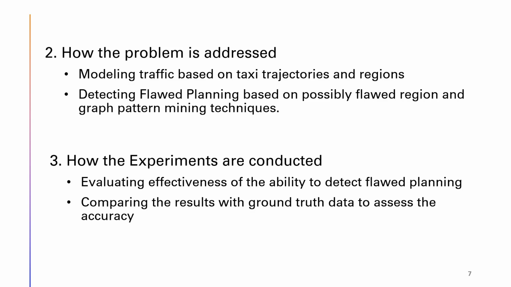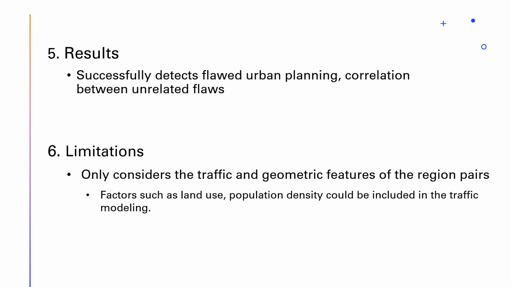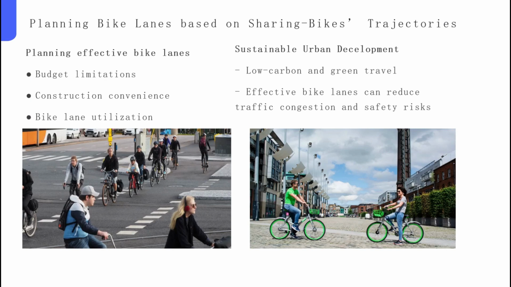The experiments are conducted by evaluating the effectiveness of the ability to detect flawed planning, and also comparing the results with ground truth data to assess accuracy. The results show that the method successfully detects flawed urban planning and correlation between unrelated flaws. However, the paper only considers traffic and geometric features, which can be addressed by incorporating land use or population density. I have reviewed two research papers focusing on bicycle sharing infrastructure development.